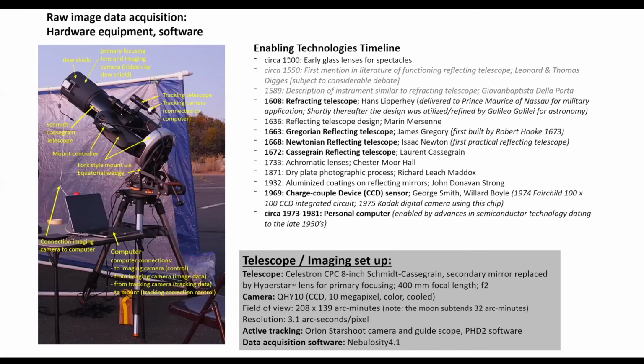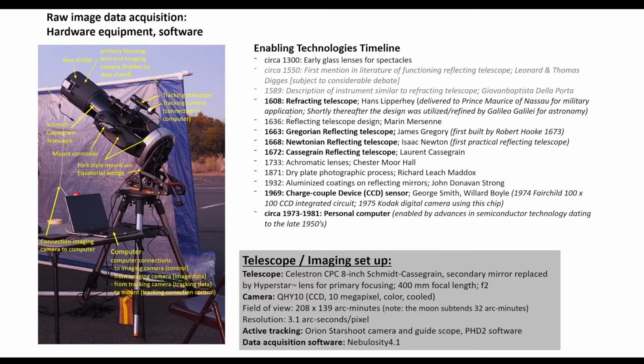So starting in the 1300s, glass lenses were developed for use in spectacles. It wasn't until 1608 that the first working refracting telescope was developed by Hans Lippershey. Back then, things were very much like they are today, in that the very first telescope that he built was delivered to Prince Maurice of Nassau for military application. But shortly thereafter, the scientists got a hold of it. Galileo soon utilized and refined the design for astronomy.